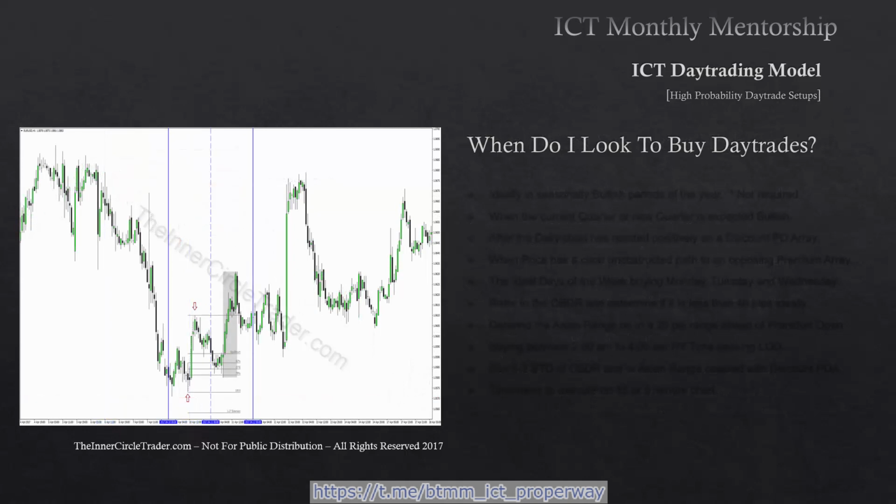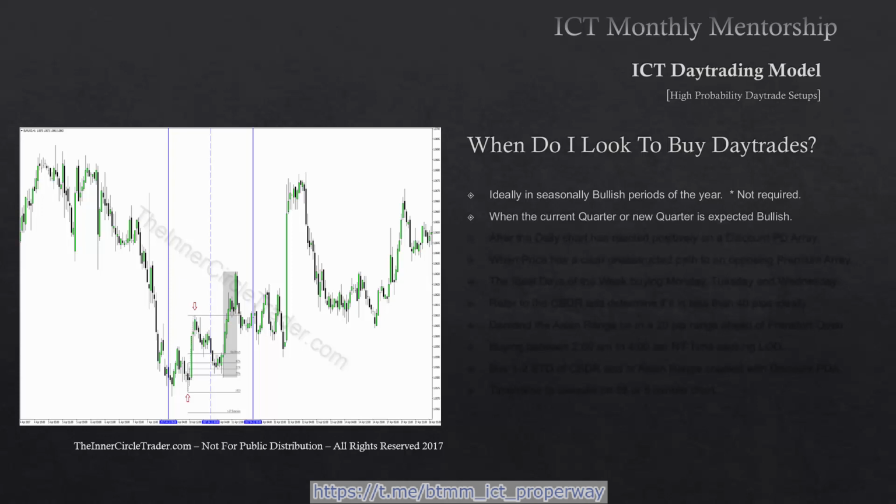When do I look to buy for day trades? Ideally in seasonal periods of the year, but it's not required. But ideally, it has to make the list in here because this is a high probability series. When the current quarter or new quarter is expected to be bullish, after the daily chart has reacted positively on a discount PD array, it could be a bullish order block, any of the discount arrays that's known to you by the PD array matrix.